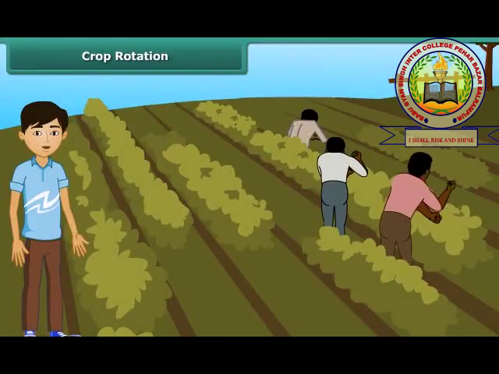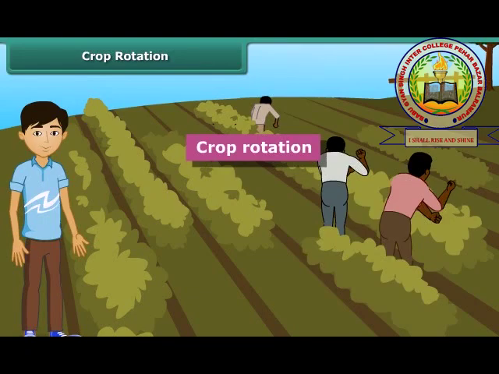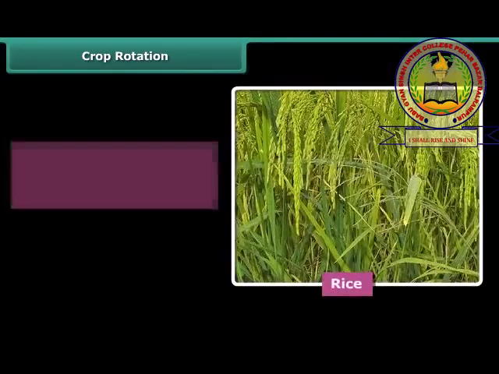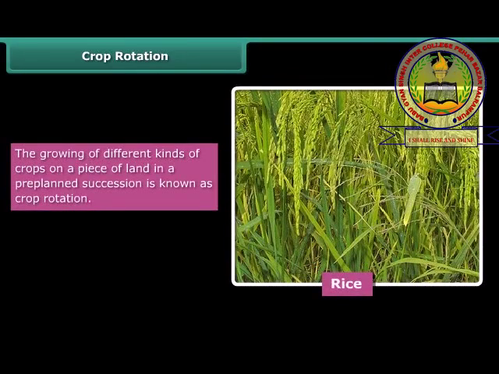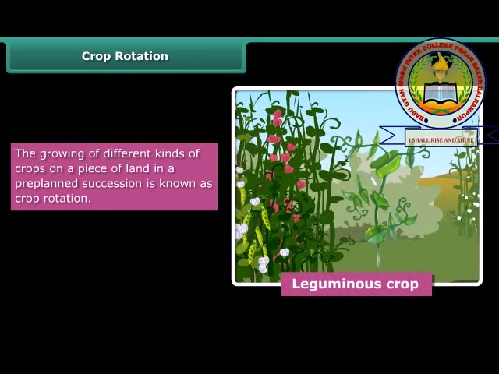Till now we have learned about manures and fertilizers and their uses. Now let us move on to know another method of replenishing the soil with nutrients. It is known as crop rotation. Do you know when a cereal crop like rice is grown in the soil, it uses up a lot of nitrogenous salts, so that if another cereal crop is grown in the same soil, the soil becomes nitrogen deficient. So by rotation, a leguminous crop should be grown after a cereal crop.